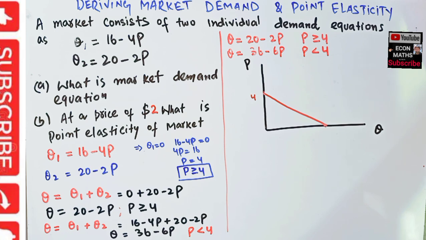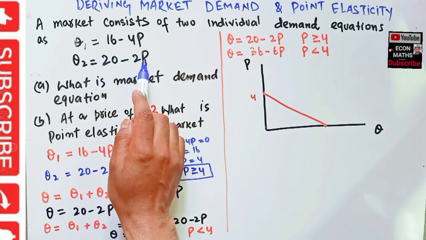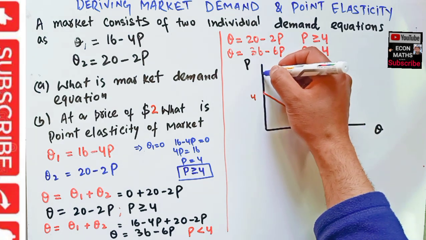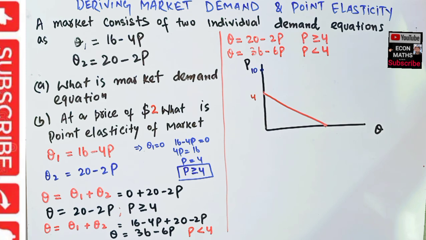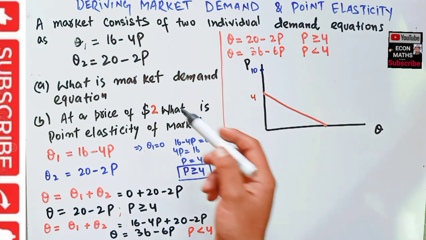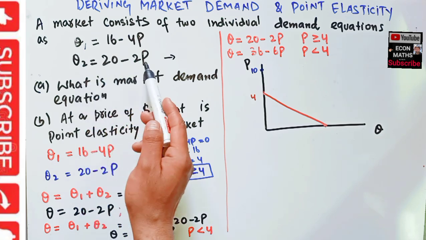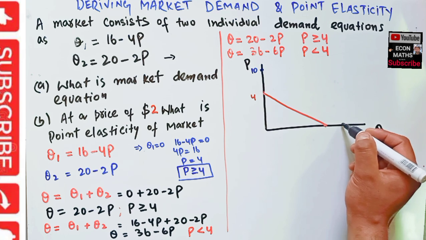Similarly, for individual 2, what is the demand function? When Q is equal to 0, that means 2P is equal to 20, or P is equal to 10. So let us say this is 10, the price intercept. And what will be the quantity intercept? When P is equal to 0, Q will be equal to 20. Let us say this denotes 20.